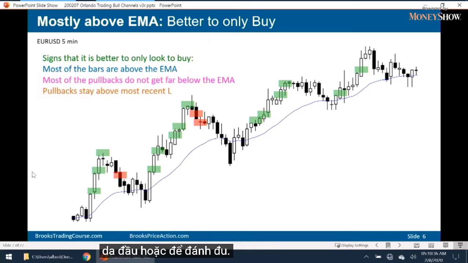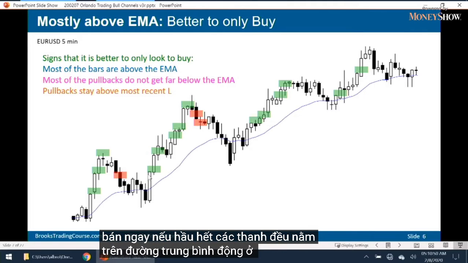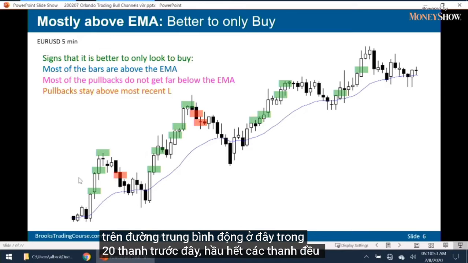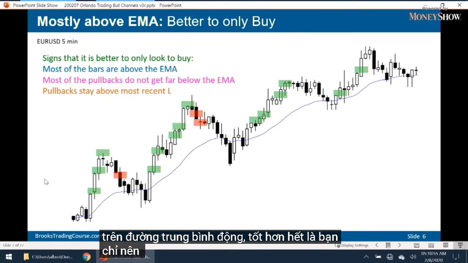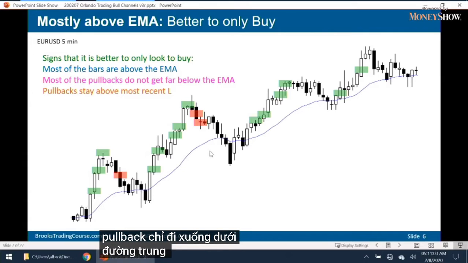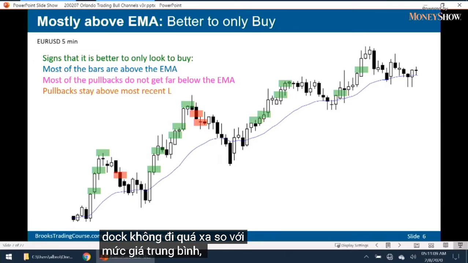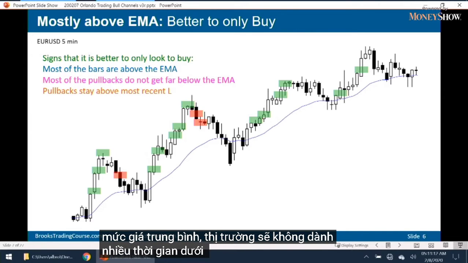Okay, now I said in a bull trend, it's easier to make money buying. And what are the kinds of things that you look to see on a chart that make you think, maybe I should only buy and not think about selling, right? If most of the bars are above the moving average, here, in the past 20 bars, it's usually better only to be looking to buy, okay? And then when you have pullbacks, do the pullbacks only go a little bit below the moving average, right? If the pullbacks are not going very far below the average price, the market is not spending much time below the average price, you should only be looking to buy.